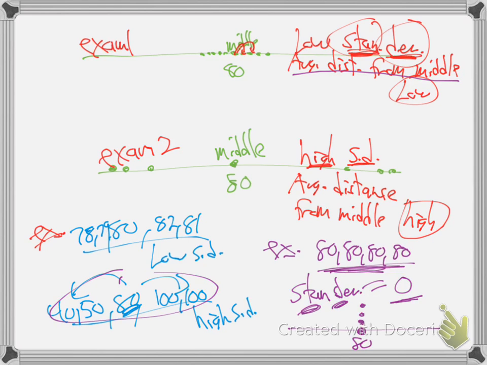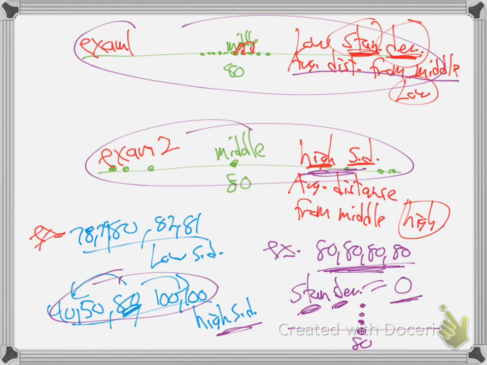If they're spread out really far from the middle, like these examples, it's a high standard deviation. If they're close to the middle, all bunched up close to the middle, that's a low standard deviation. Like this, they're all close to 80. It's a low standard deviation because standard deviation is average distance from the middle.